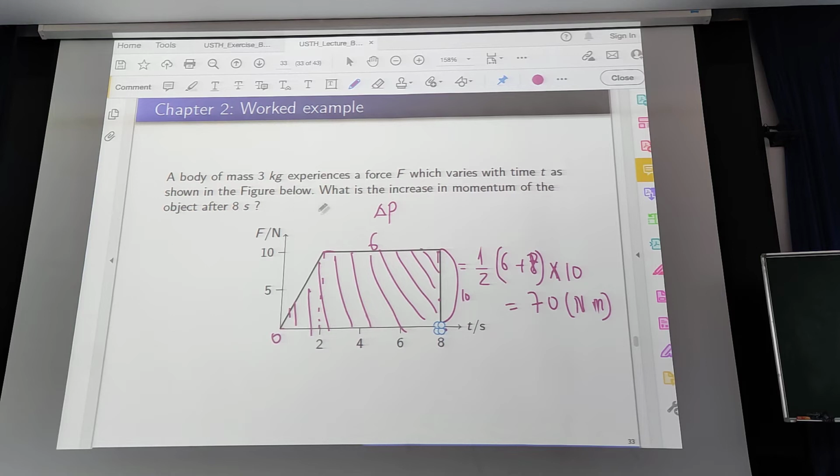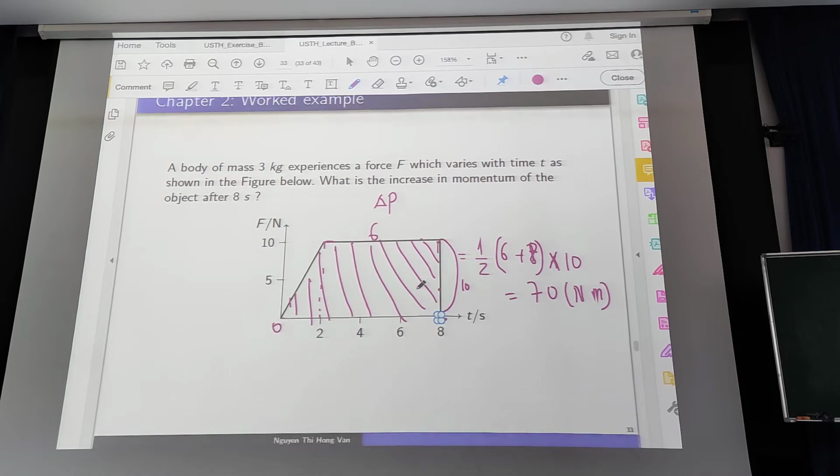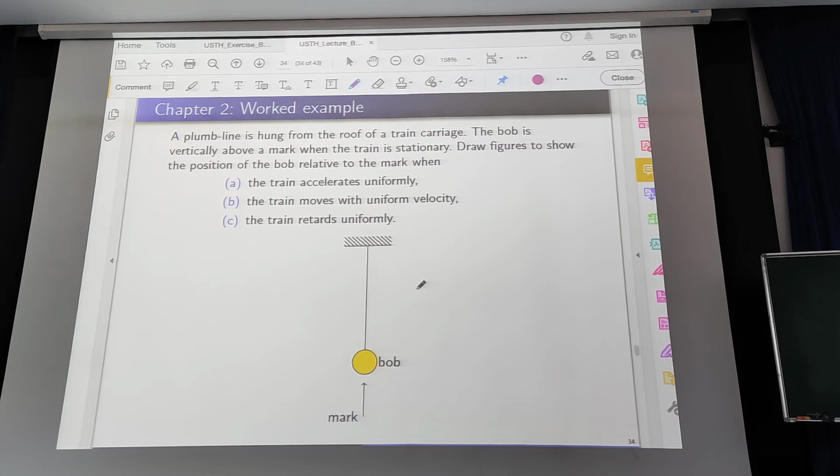So from this graph, this is the impulse of the force during this time. Another example, to apply the second law of Newton. In this case, you apply the second law of Newton of the form F total acting on the object equals the mass multiplied by acceleration of the object. So you regulate the change of the mass with time.